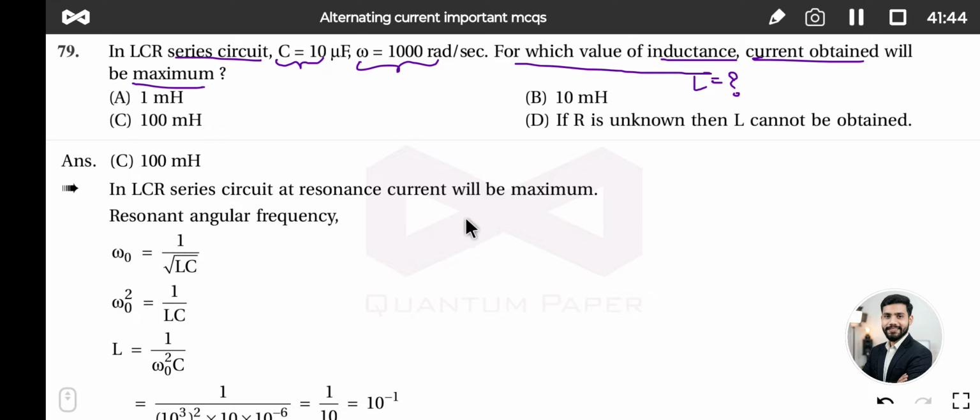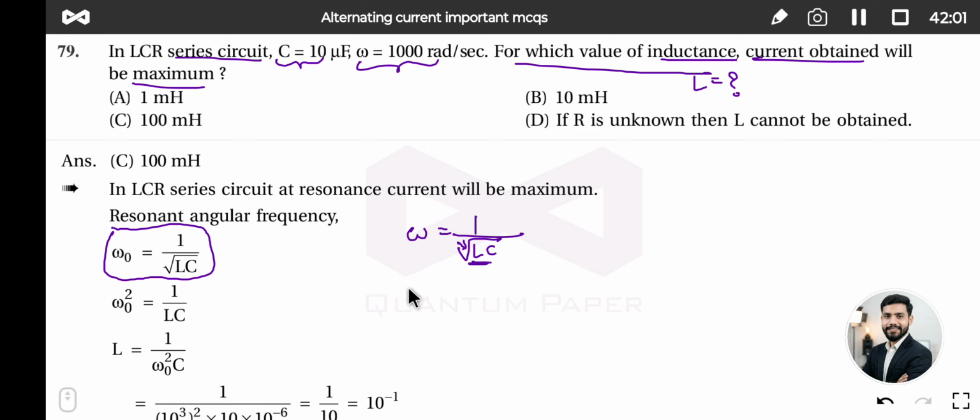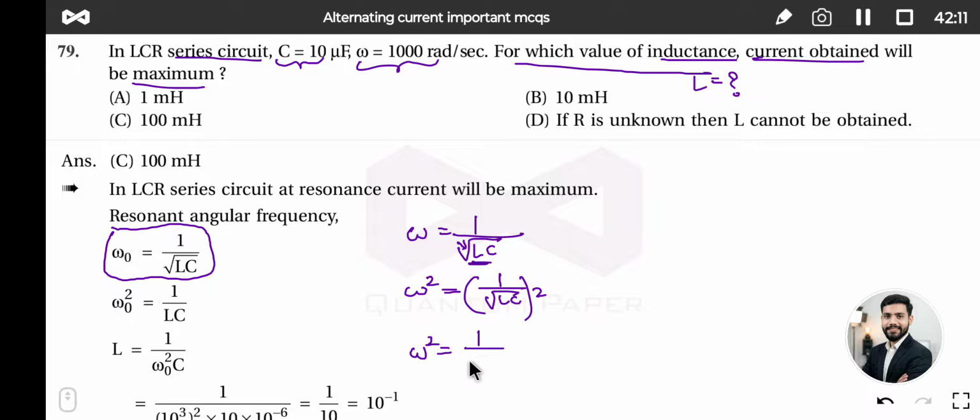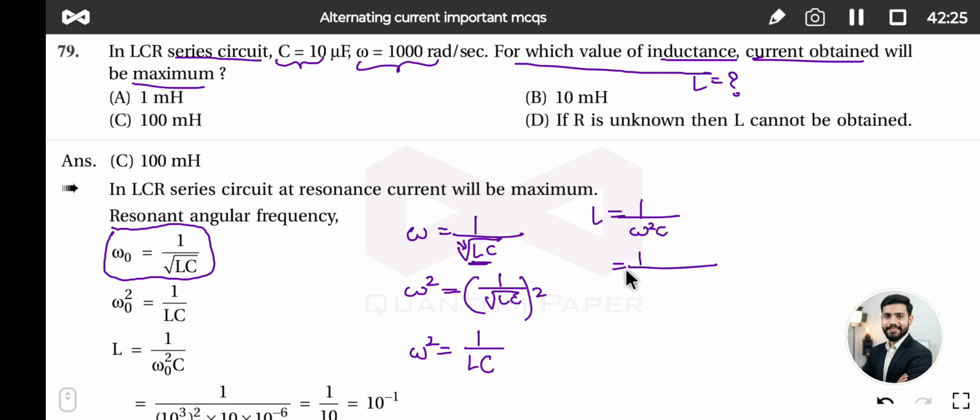To find out this L, we have to remove this square root. So we will do the square on both the sides. So square of omega is equal to 1 upon root LC the whole square. So we will get omega square is equal to 1 square is 1 upon square root of LC the whole square, which is nothing but LC. So to find out L, we will write L is equal to 1 upon omega square into C. So 1 divided by omega, omega is given 1000. So 1000 means 10 raised to 3 the whole square into C value is given 10 microfarad. So 10 micro means 10 raised to minus 6.